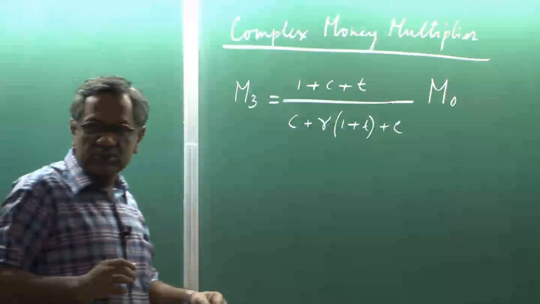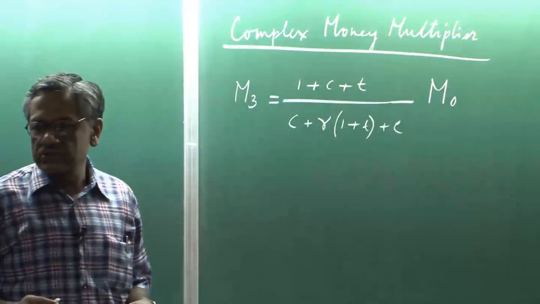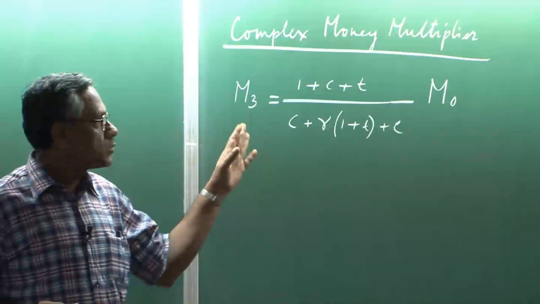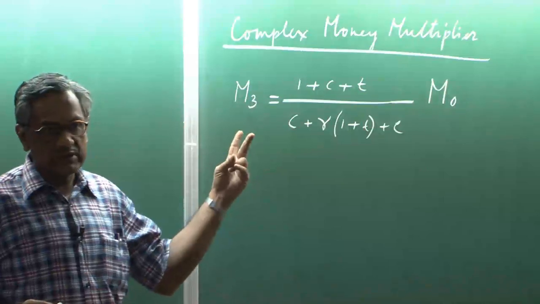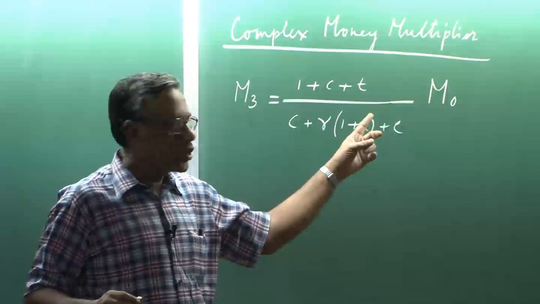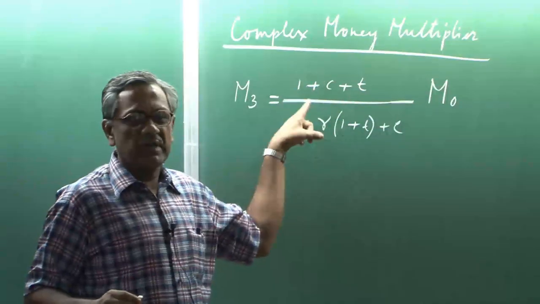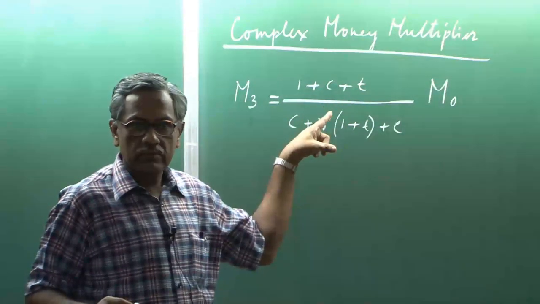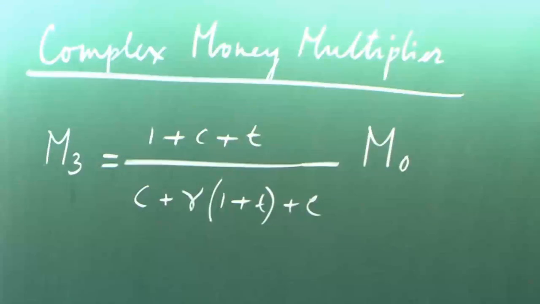If anybody asks you why does broad money change in the economy, there are two reasons: monetary base is changing and/or the complex money multiplier is changing. So, broad money can change.